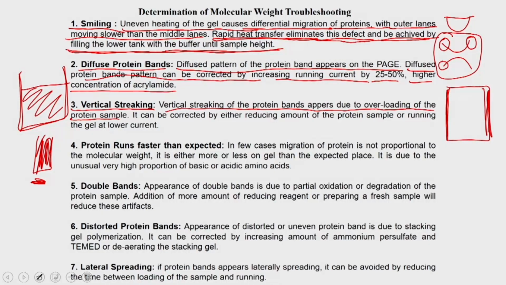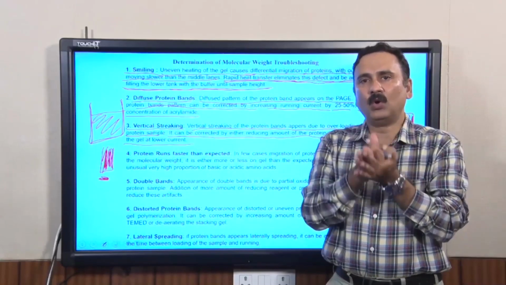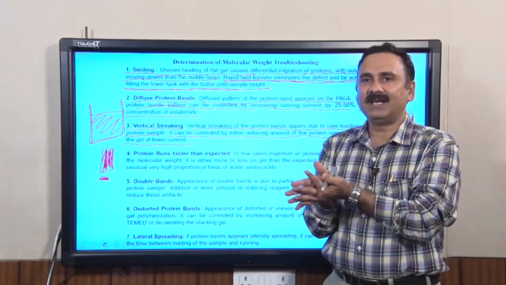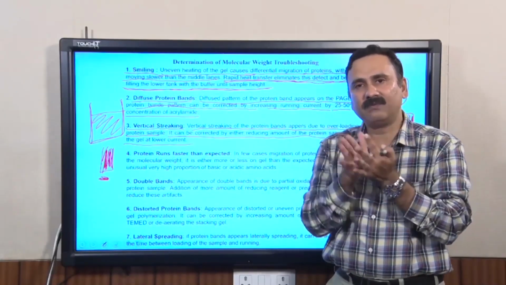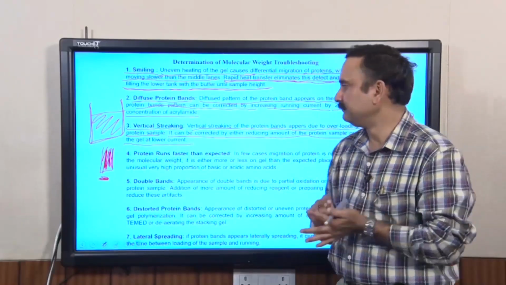How can it be corrected? It can be corrected either by reducing the amount of the protein sample or running the gel at a lower current. If you run a lower amount of protein, all the protein molecules will get stacked, or if you run the protein at a very low current, it will allow the protein molecules to get stacked, because then the electrophoretic mobility is going to be very low when they are running into the stacking gel, and that is how they will get enough time to get stacked.